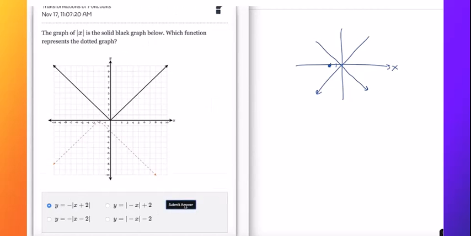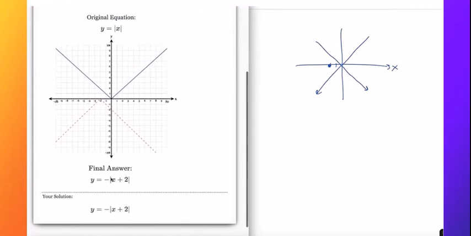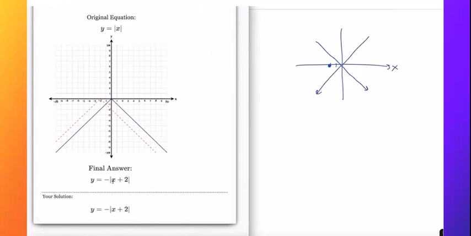So this would be the appropriate equation. The negating would reflect it over the x-axis, and the plus 2 would move left 2 in order to make the graphs overlap.